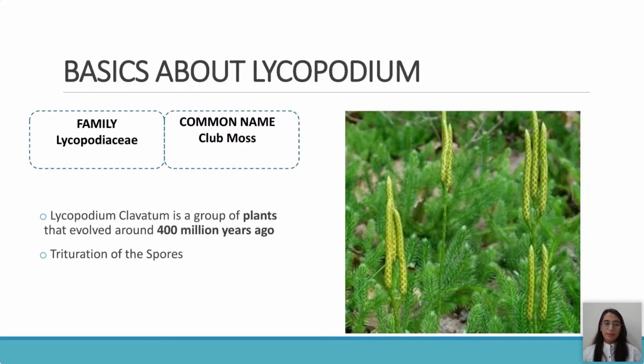Okay, the family is Lycopodiaceae. Now, this Lycopodium clavatum, this group of plants, has evolved more than 400 million years ago. And our remedy Lycopodium is prepared from the trituration of its spores. Now, why are we discussing this? Basically, why it is important to learn this, that we have to cover here today.